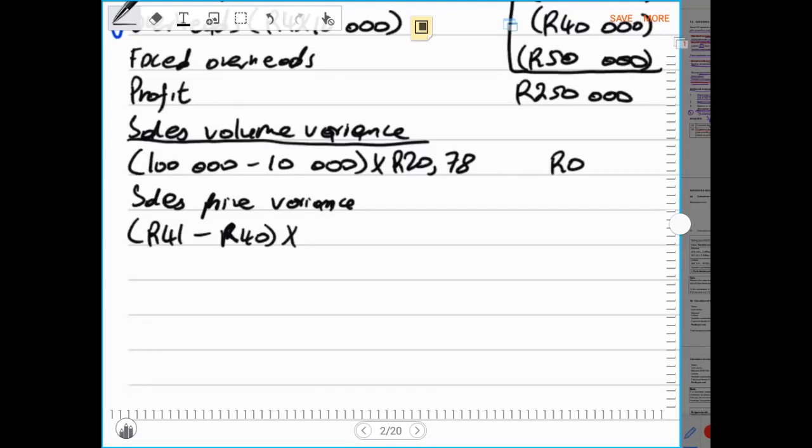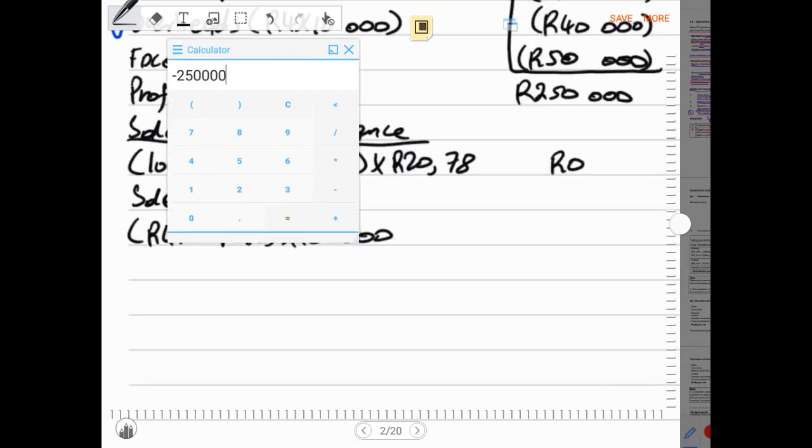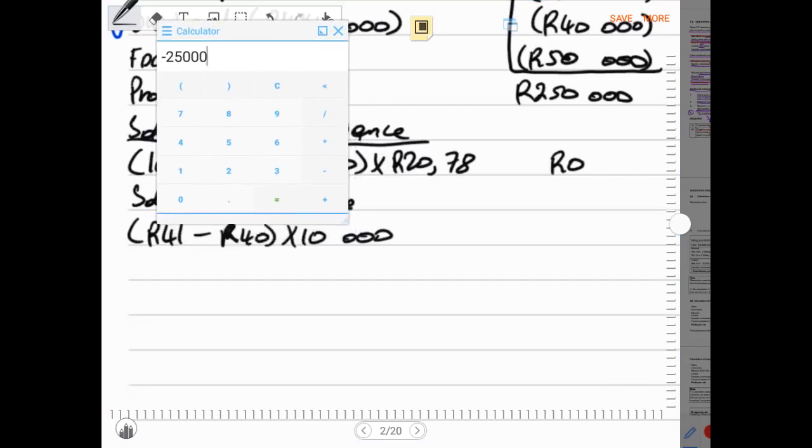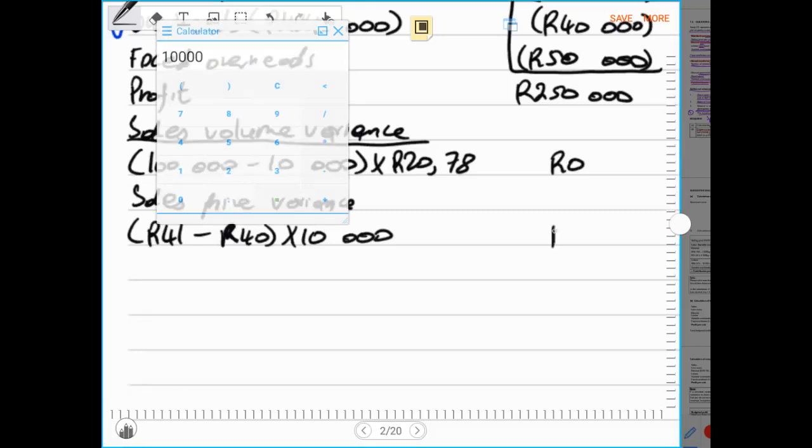So let us look at the actual sales, of which we know that whatever we manufactured was all sold. So meaning we can just multiply that by 10,000, then it will give us a variance of 10,000 favorable. 41 minus 40, it will give us 1 times this by 10,000 units. It will be 10,000 rands of a favorable variance.